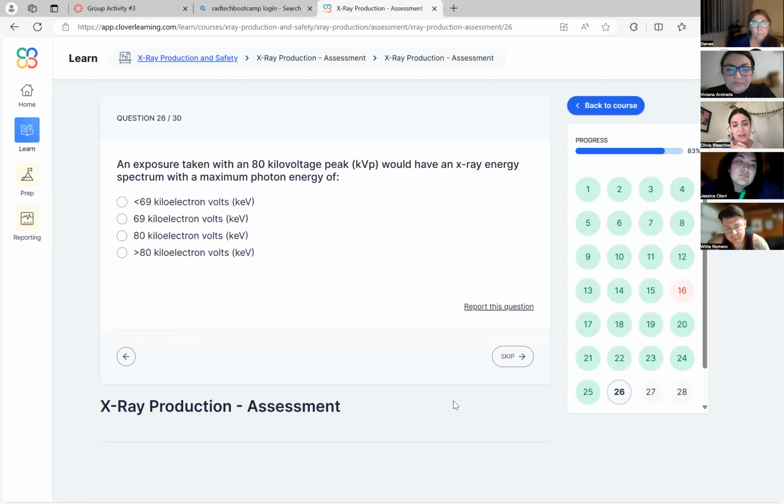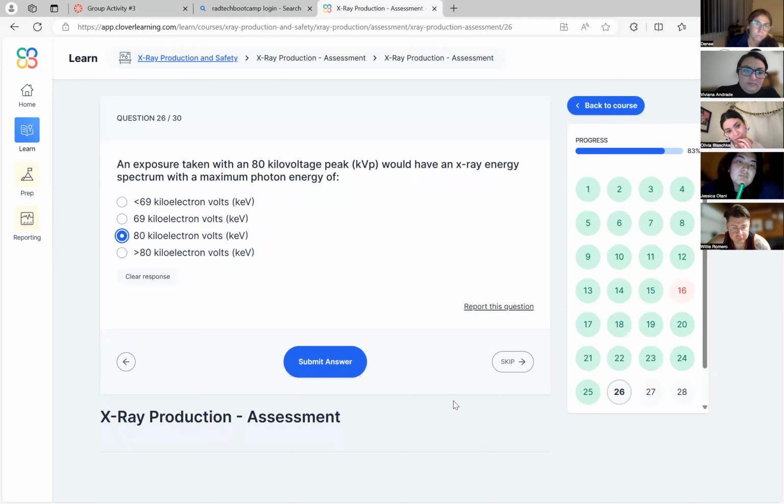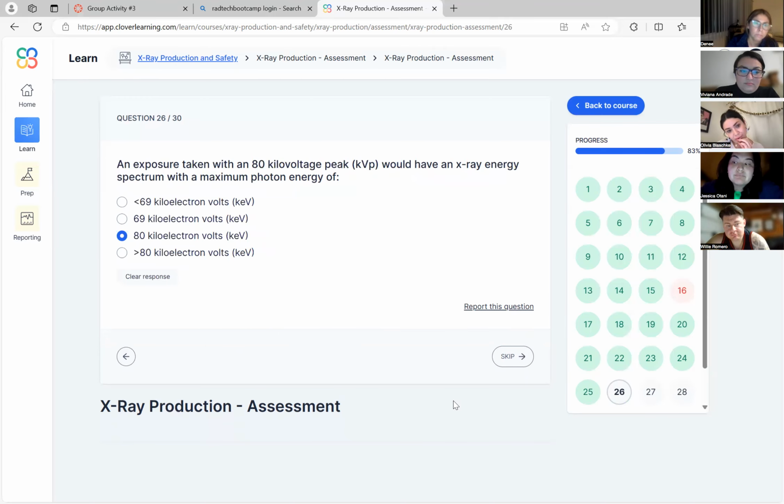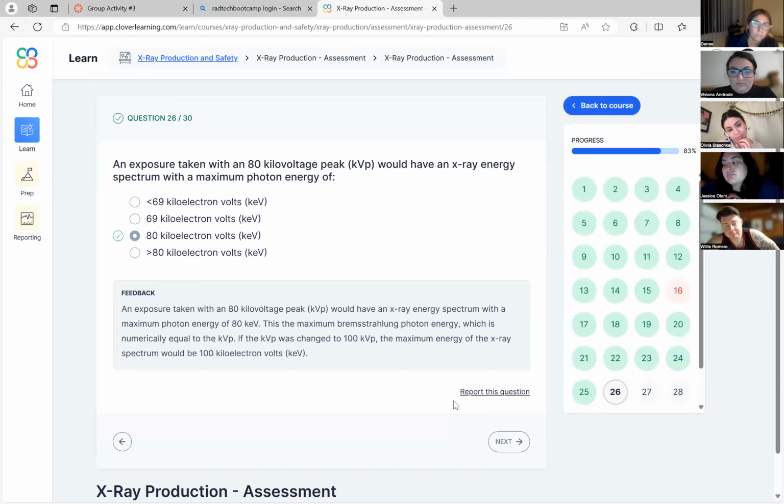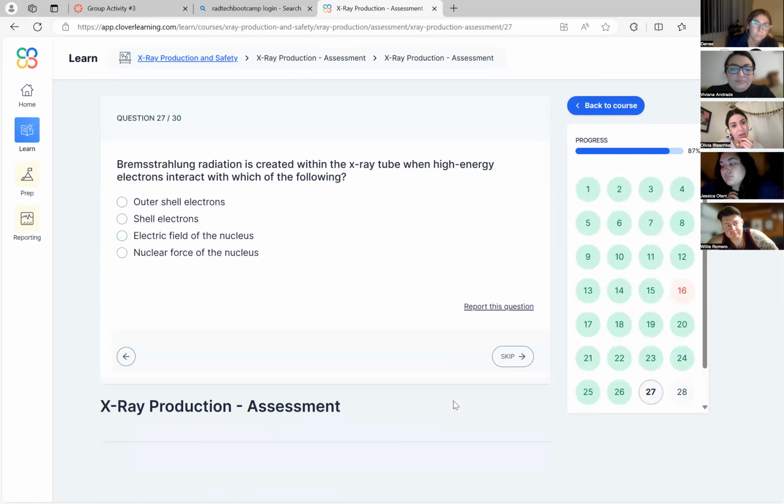Angela, you're next. An exposure taken with an 80 kilovolt peak would have an X-ray energy spectrum with a maximum photon energy of, it would be 80 keV, I think. Yeah. Good.